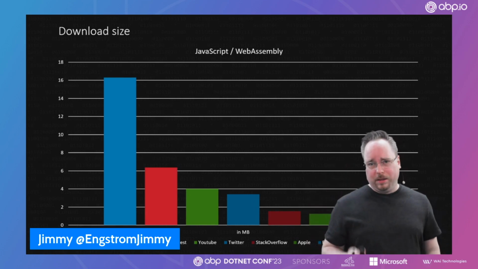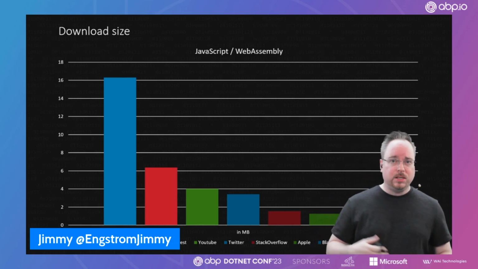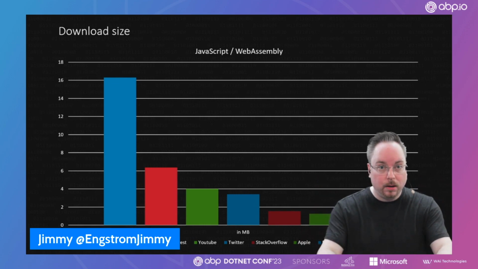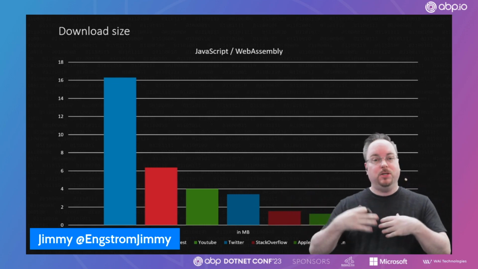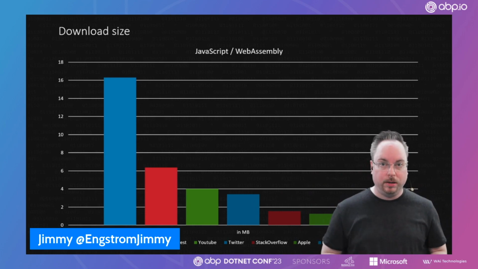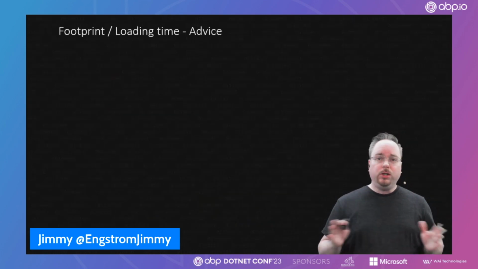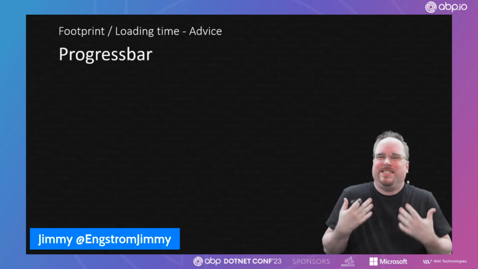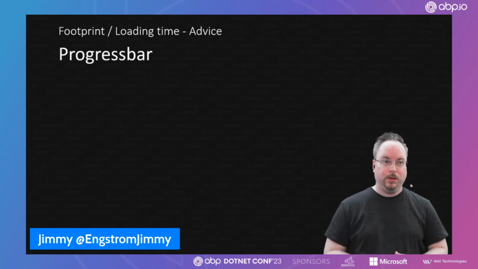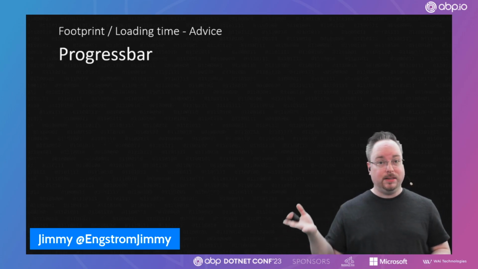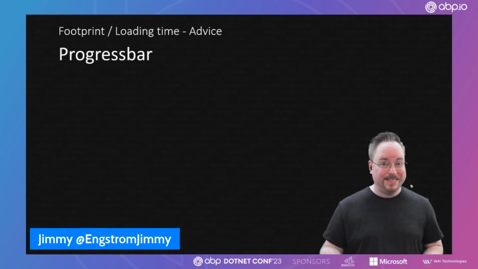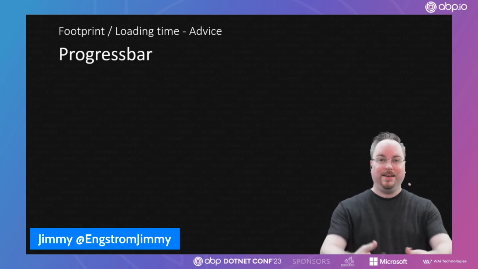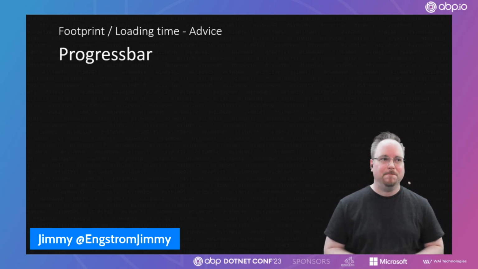But what is really the problem, I would argue, is not the download size, it's the load time. Because it takes a little bit of time to get WebAssembly started. So what you can do is use a progress bar. You can get a perceived sense of speed by just including that. And it's actually included in the default template from .NET 7. So you can use a progress bar. It's going to feel like something is actually happening.